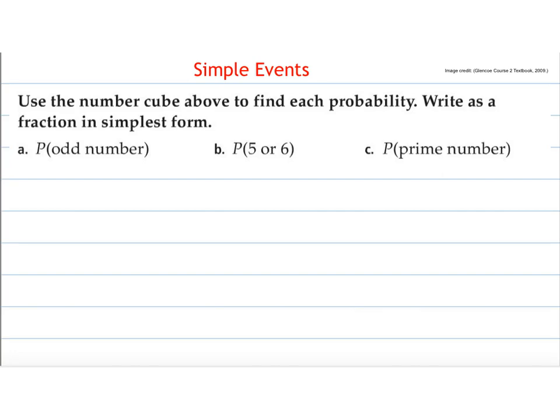Okay, some more practice here with simple events. Use the number cube, so again, that number cube 1, 2, 3, 4, 5, 6, to write as a fraction in simplest form. So the probability of odd numbers.